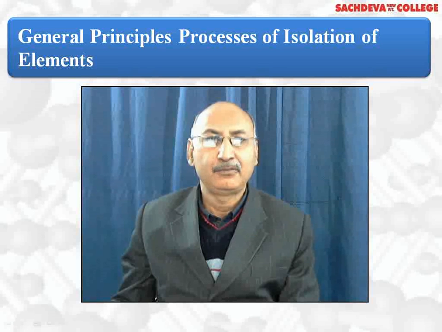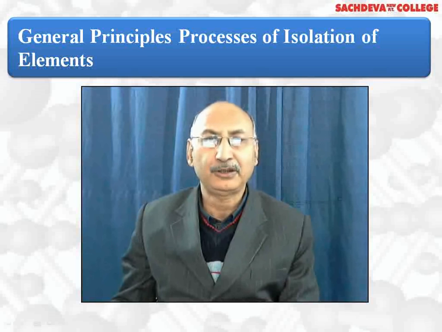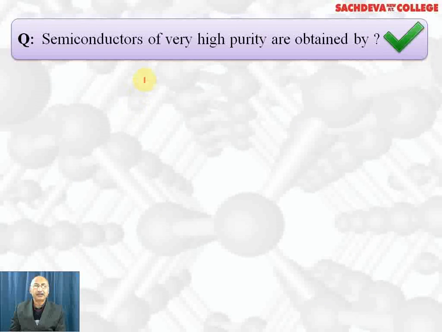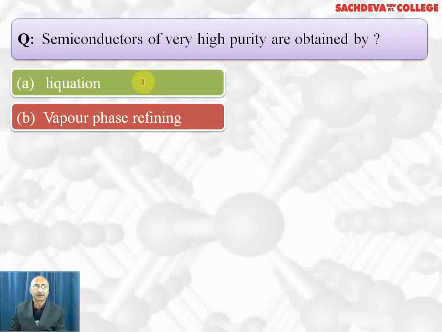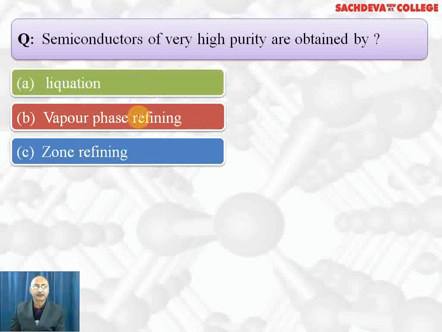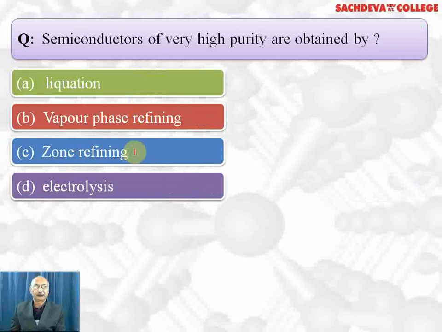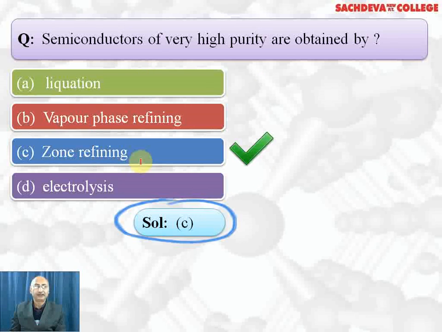Let's take up multiple choice questions based on general principles, processes, and isolation of elements. Semiconductors of very high purity are obtained by liquefaction, vapor phase refining, zone refining, electrolysis. Correct answer is zone refining.